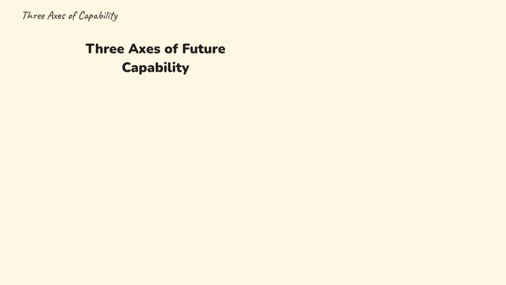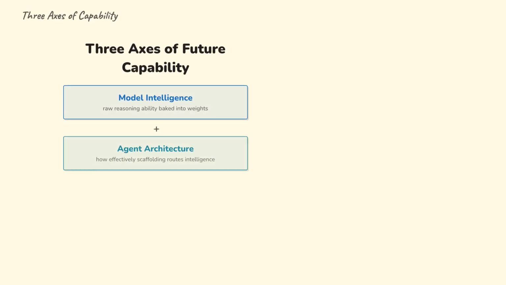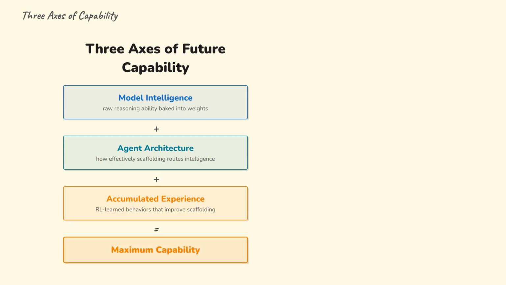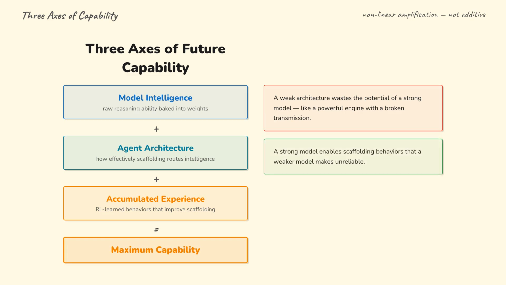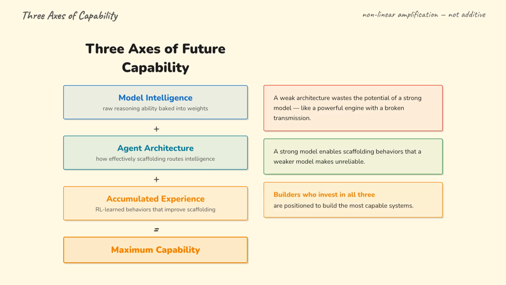Future AI capability will emerge from the interaction of 3 factors: the intelligence of the foundation model, raw reasoning ability baked into weights through pre-training and alignment, the quality of the agent architecture, how effectively scaffolding routes that intelligence toward the task at hand, and accumulated experience through reinforcement learning, learned behaviors that improve the scaffolding over time. These aren't simply additive. A weak architecture wastes the potential of a strong model, like a powerful engine with a broken transmission. The builders who invest in all 3 axes are positioned to build the most capable systems.